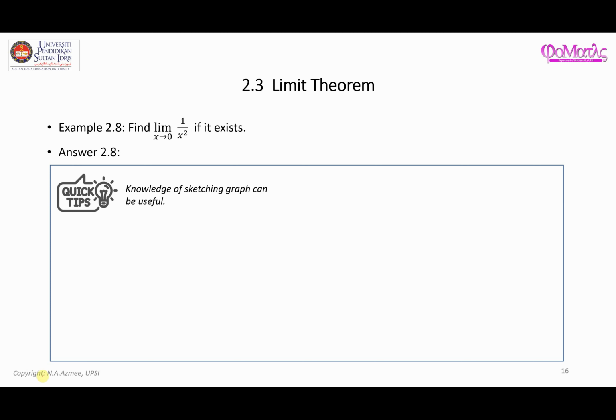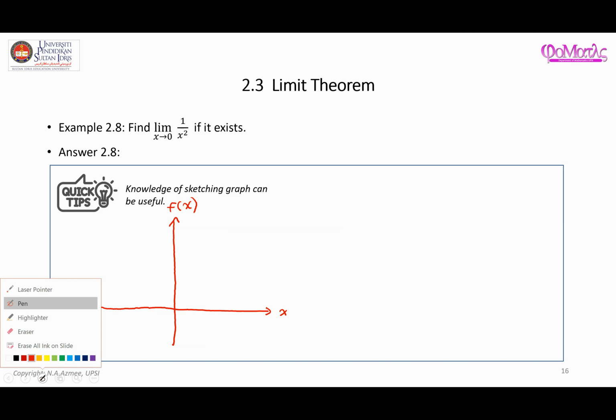Okay, so let's start off with sketching the vertical axis and the horizontal axis. So this is x, this could be my f(x). The function that we have is 1 over x squared, and this is something that we have already discussed in chapter 1. If x is equal to 1, this is going to be equal to 1, so we have this point here. If x is negative 1, this is also going to be equal to 1.